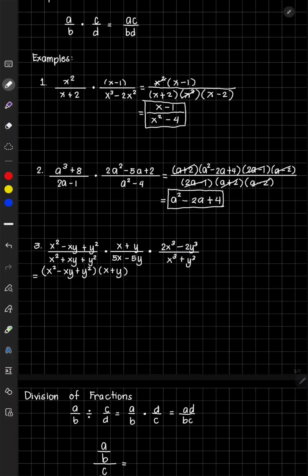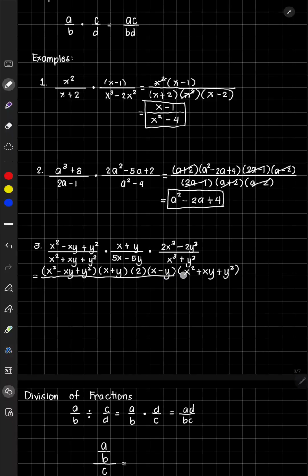But this one we have simplification for, which is we have to bring out 2. So factor out 2. So we have x cubed minus y cubed, which also has a factor of x minus y multiplied by x squared plus xy plus y squared. So that's for the numerator.